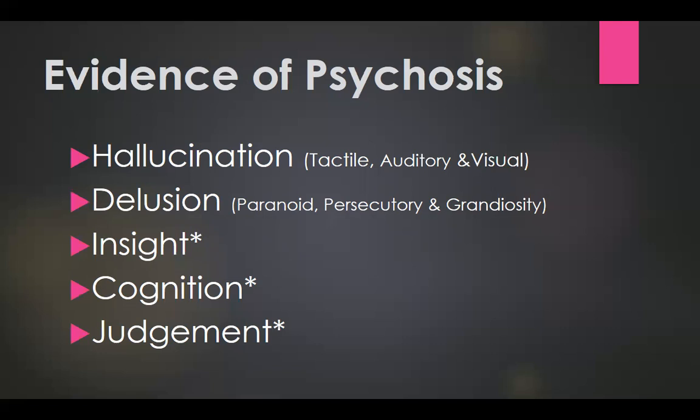Then we have delusion. There are lots of delusions, we are all aware of them, but the three main ones that we have to explore are the paranoid, persecutory, and grandiosity. So for paranoid, we have to ask, do you think anyone's trying to harm you? Do you think anyone's following you, or anyone's spying on you? For persecutory, we can ask, do you think anyone's trying to harm you? And for grandiosity, we have to ask, do you think you're better than others? Do you think you have powers that others don't?